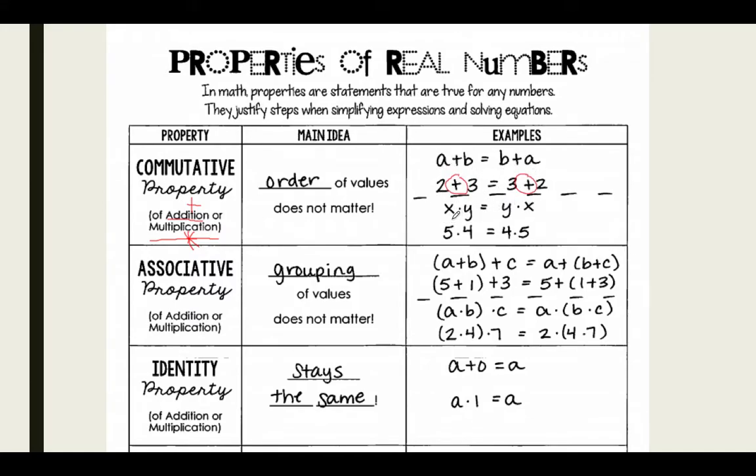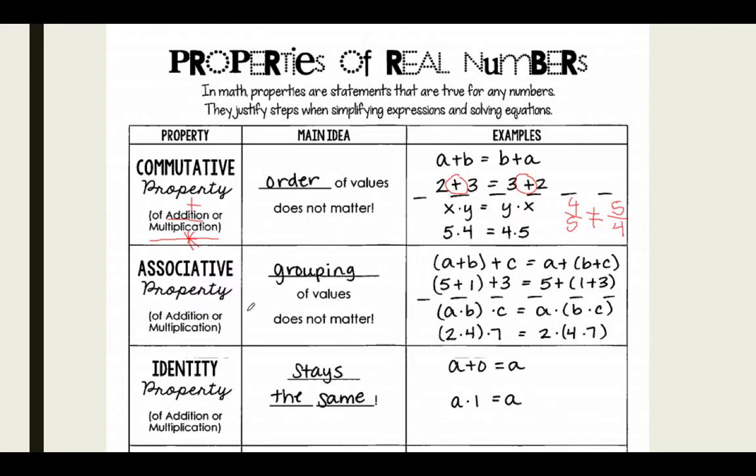So same thing for commutative property: x times y equals y times x. 5 times 4 is the same as 4 times 5. 5 times 4 is 20. 4 times 5 is 20. If I did division that way, 4 divided by 5 does not equal 5 divided by 4. So 4/5 is like 0.8. 5/4 is like 1.2. So they're not the same.